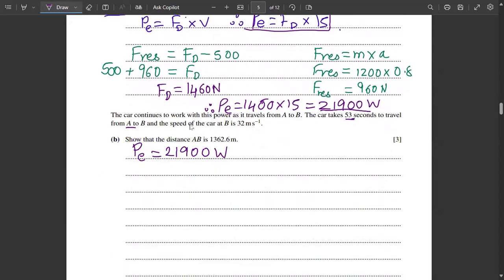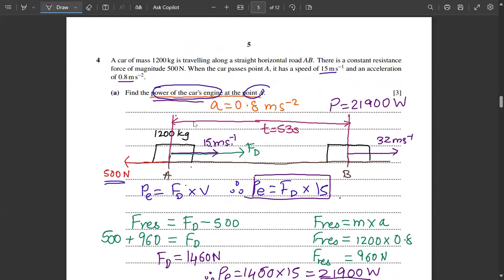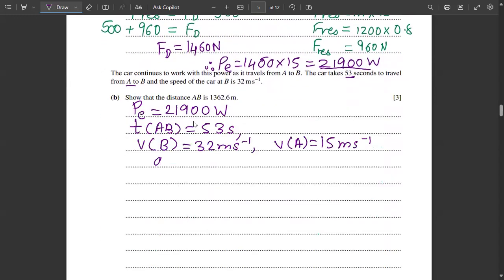What else? We have to show the distance. So what we now know is the time taken to travel AB is 53 seconds. The final speed of the car at B is 32 meters per second. From earlier, the speed at A is 15 meters per second, and the acceleration is 0.8 meters per second squared. Now we have VB, VA, acceleration and time of AB. VA technically means initial velocity, U, and the velocity at B means final velocity, V.